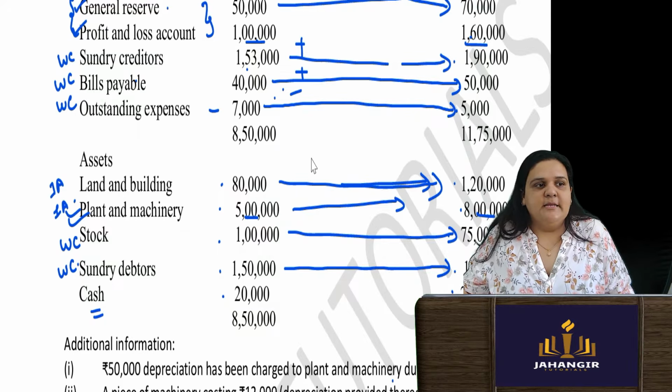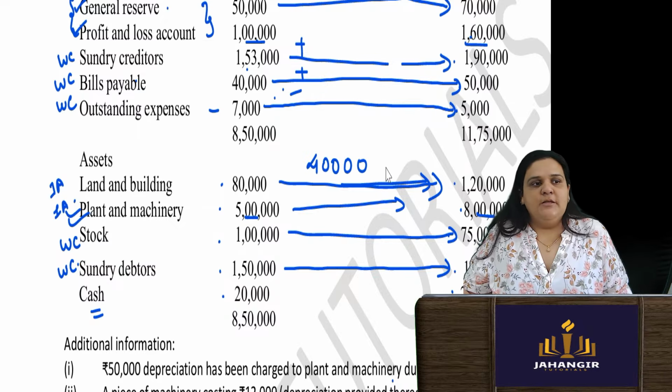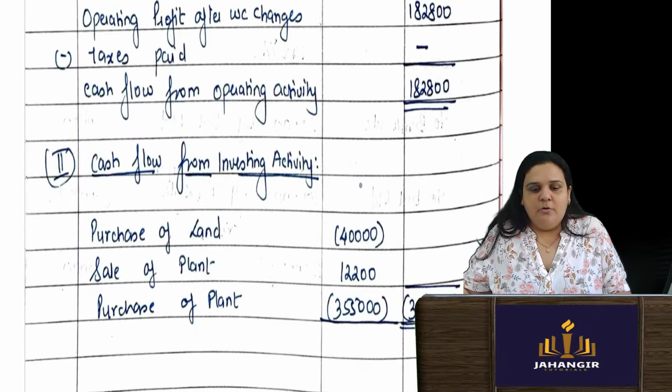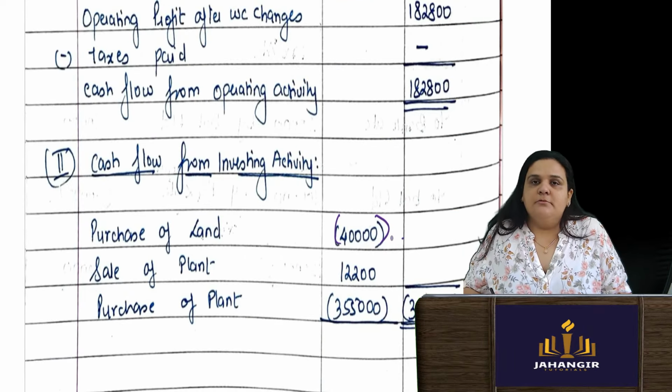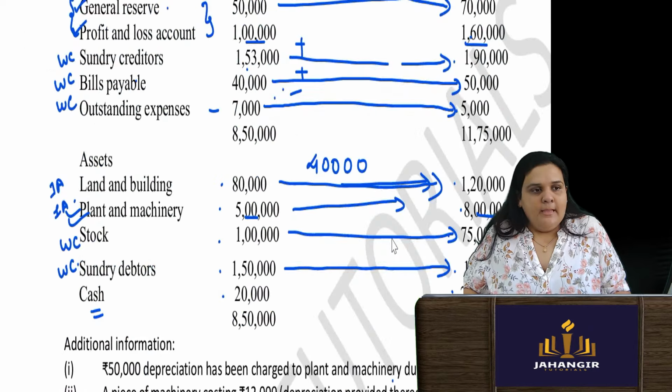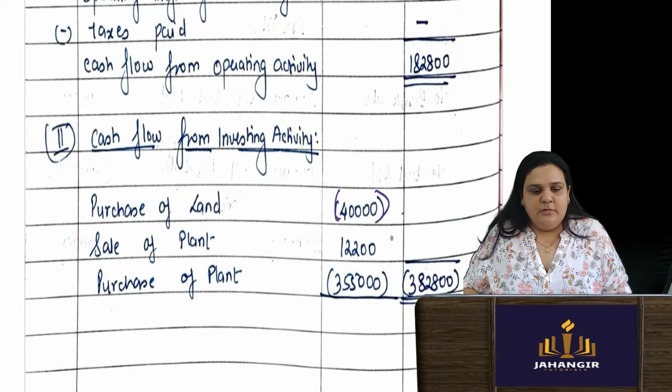Okay, so basically 40,000 I have purchased it only. If I have purchased it, my money is going out. So negative 40,000. In case of plant, I have made the ledger, so I will go and see my ledger only.